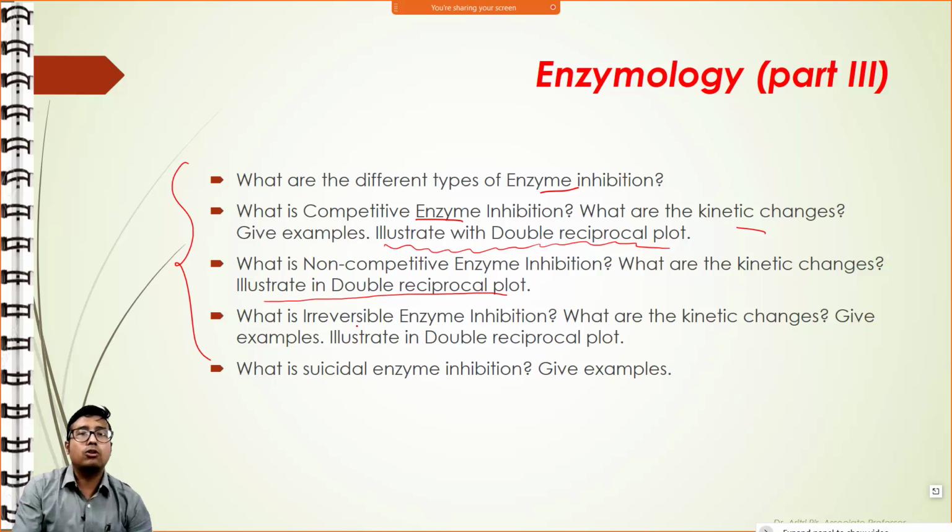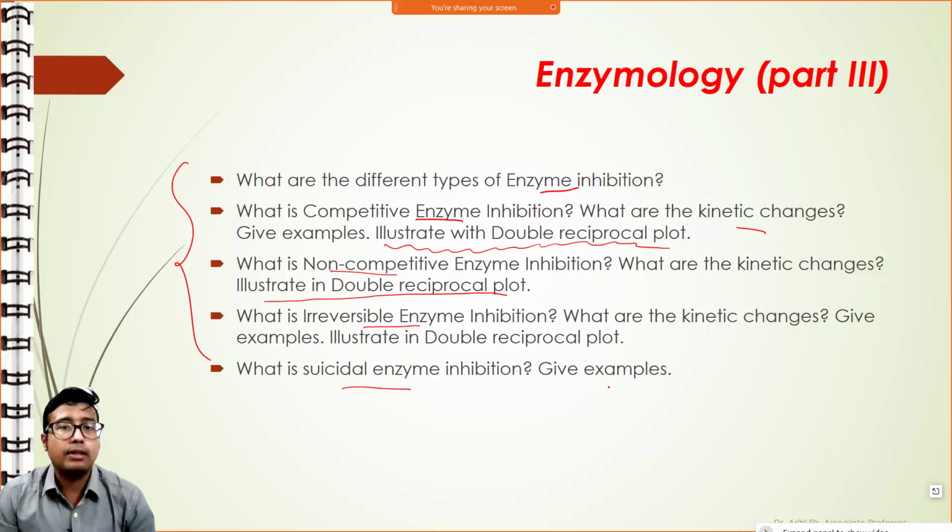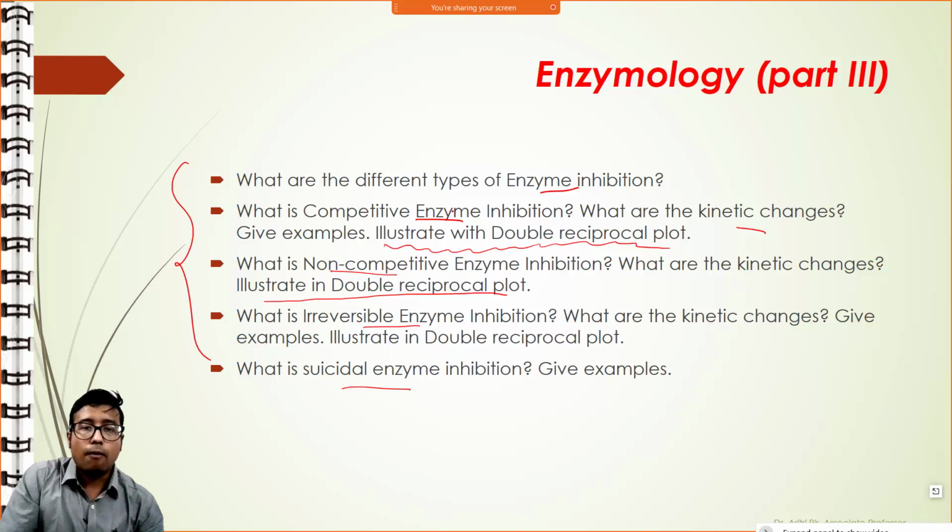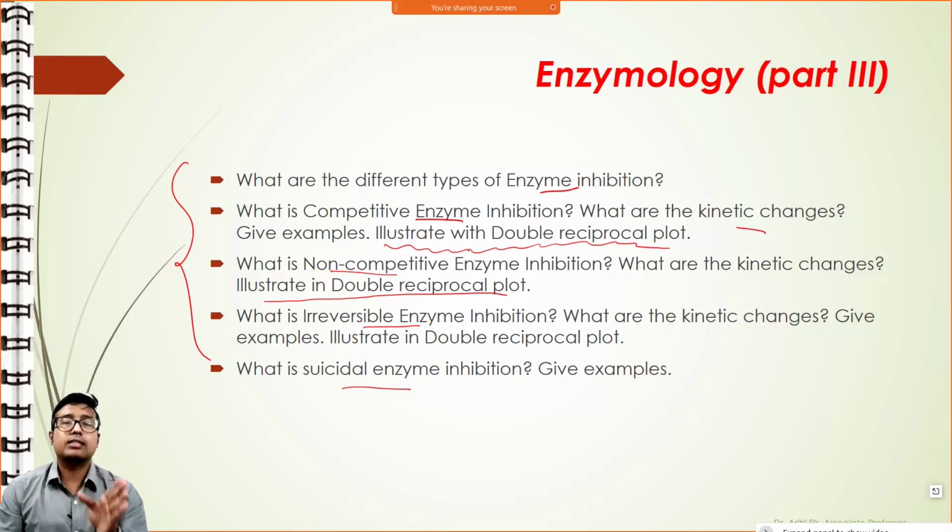So likewise, you need to know both competitive and non-competitive inhibition, how it affects the Michaelis Menten equation. You need to know what irreversible enzyme inhibition is, and lastly suicidal inhibition with an example. Now among them the most important is competitive. Okay, and occasionally you may get a comparison between competitive and non-competitive, how the curve looks, how it is different. So let's study them one by one.